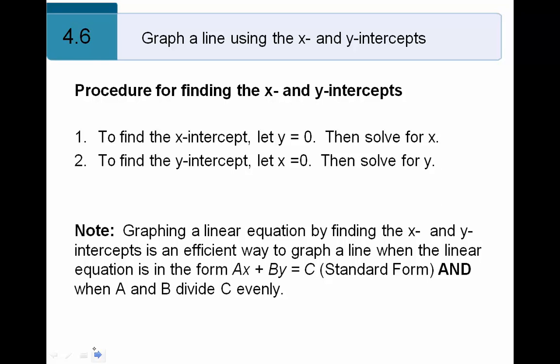So this is a procedure that we will use for finding the x and y intercepts. To find the x-intercept, we will plug in 0 for y and solve for x. And then to find the y-intercept, we will plug 0 in for x and solve for y. Now note that graphing a linear equation by finding the x and y intercepts is an efficient way to graph a line when the linear equation is in the form ax plus by equals c. In other words, it's in standard form, and when a and b divide c evenly. And I will show you what I mean when we're looking at the next example.